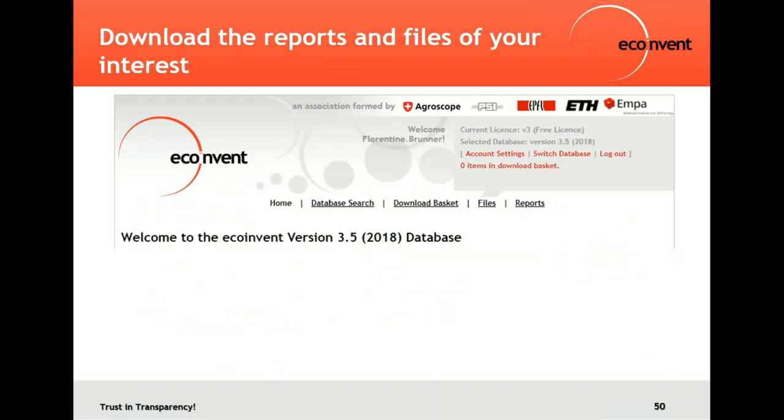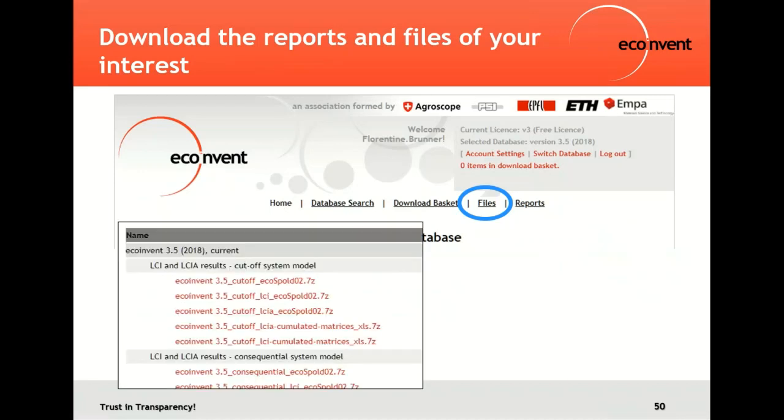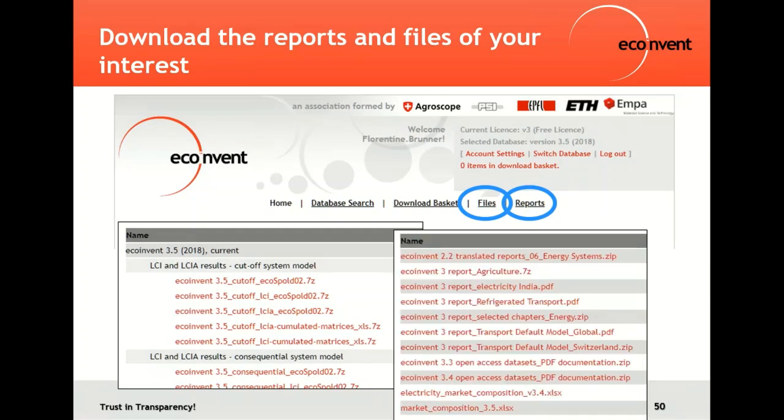And finally, let's go quickly through the files section, also in the ecoQuery. This is a section where you can find basically all LCI and LCIA matrices, together with the supporting information for the implementation of LCIA methods, and the report section where you can see all the different sectorial reports we have published related to the agricultural sector, electricity production, and we are slowly adding more.